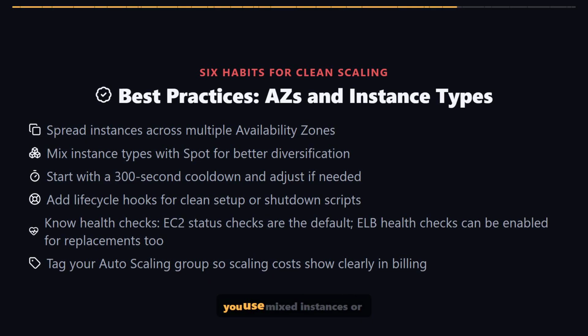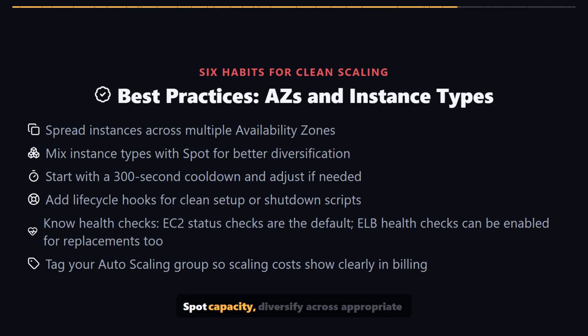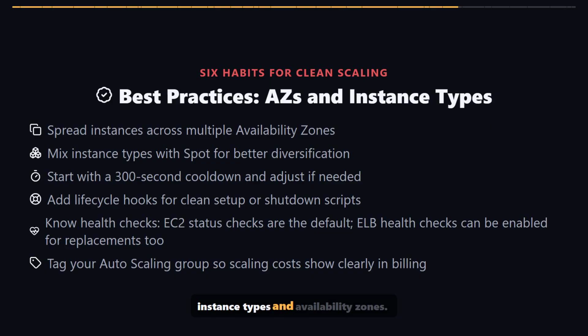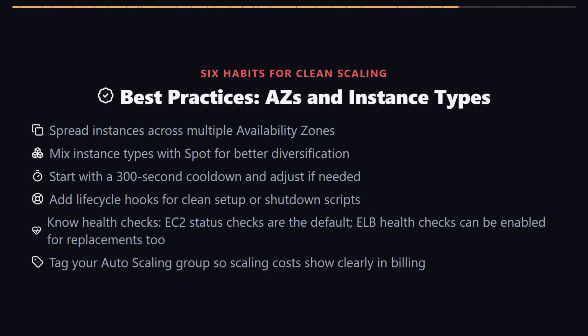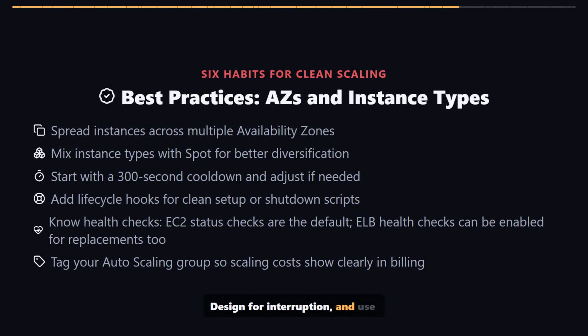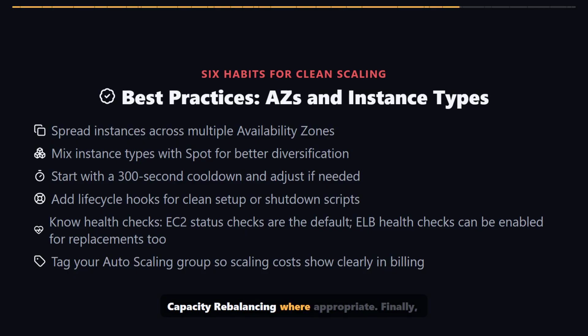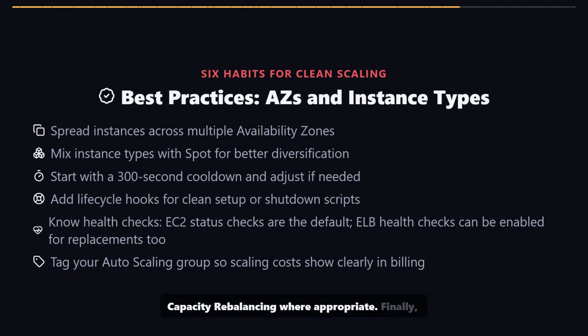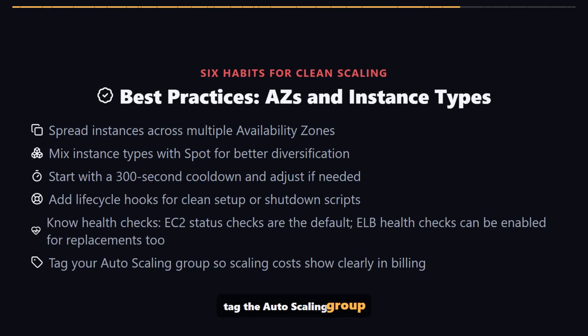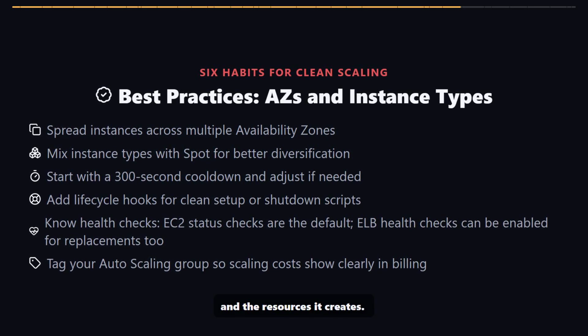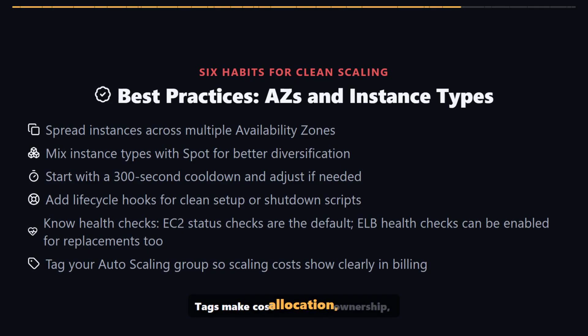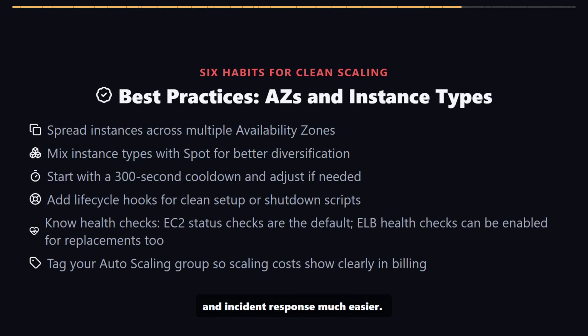Fifth, if you use mixed instances or Spot capacity, diversify across appropriate instance types and Availability Zones. Design for interruption and use Capacity Rebalancing where appropriate. Finally, tag the Auto Scaling group and the resources it creates. Tags make cost allocation, ownership, and incident response much easier.